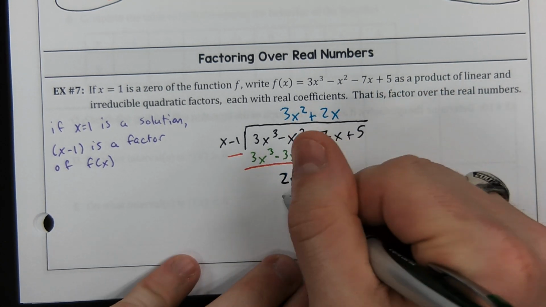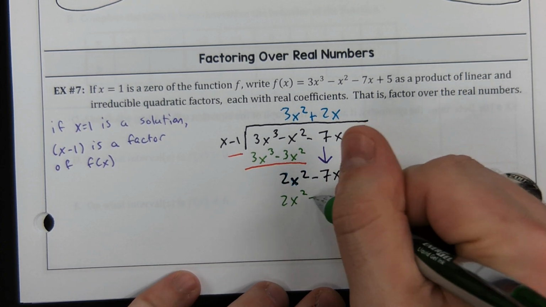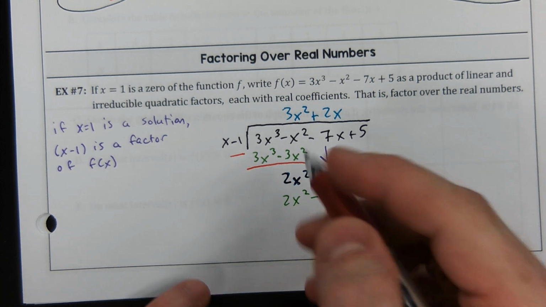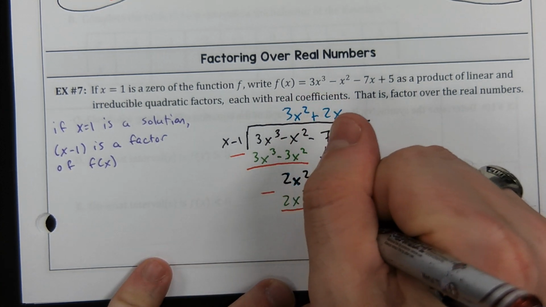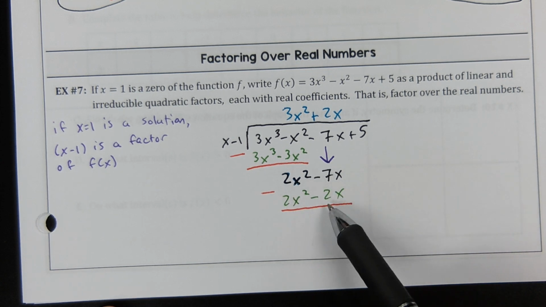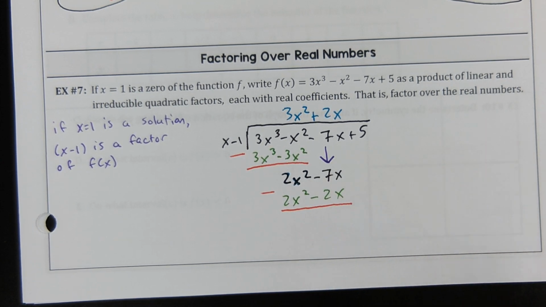2x times x is 2x squared. Look, like terms lining up. 2x times negative 1, negative 2x, like terms lining up. Big, obvious, ugly minus sign. Like terms lined up, so I don't need to say the x's. 2 minus 2 is 0. Good. It needed to be 0. Negative 7 minus negative 2. Remember, minus negative is plus. This is negative 7 plus 2. Negative 5x.